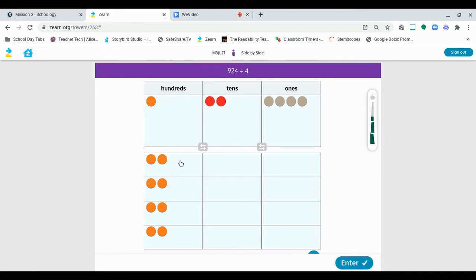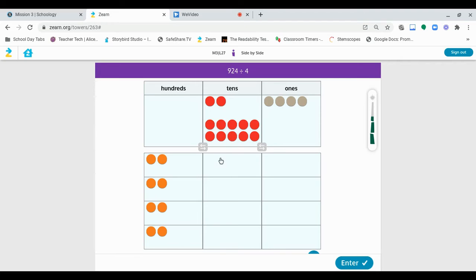Can I distribute that 1 amongst the 4? I cannot, because I only have 1 left and I have 4 groups. So I can't give each group another one. And remember, these groups have to be equal. So what do I need to do with that 100? Well, I need to unbundle it. Okay, I'm going to unbundle it down to the tens place. So that 100 becomes 10 tens. And so I'm just going to click and drag it here, or I could click the little arrows at the bottom. And just like that, that 100 becomes 10 tens.